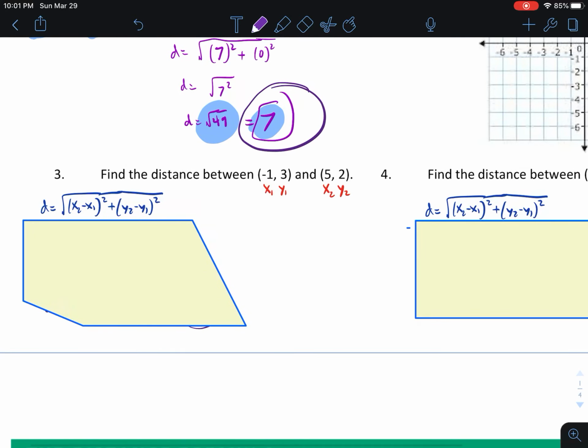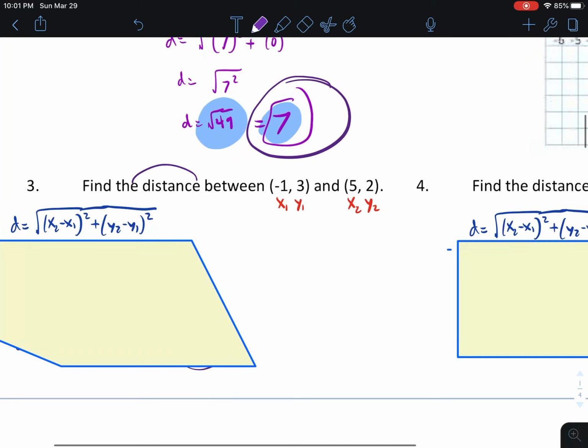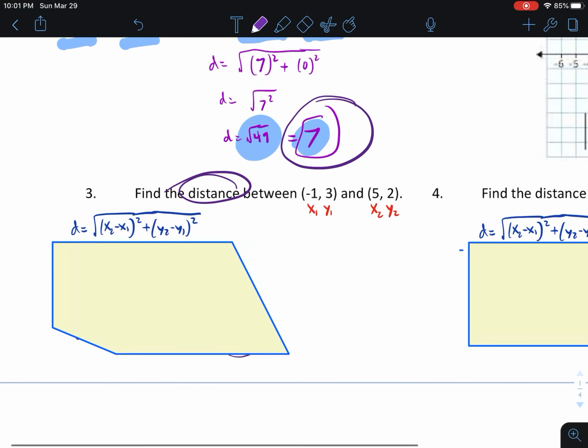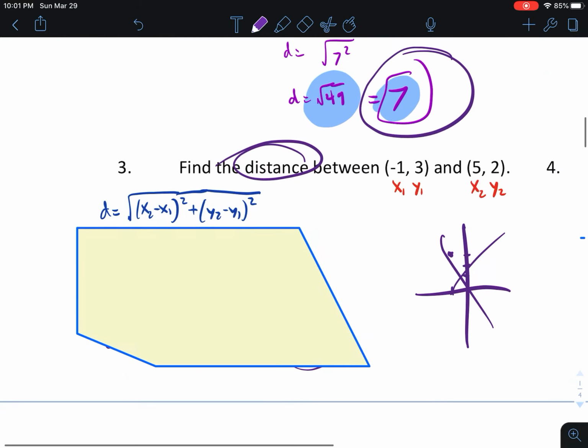Okay? For 3 and 4, we're going to kind of do the same thing here. There's no graph. Look, find the distance. I'm circling that for a good reason. You'll find out with the next video. Between these 2 points, but I don't have a graph. I'm not going to sit there and go -1, 3, because it's got to be perfect. I'm not going to make a graph. Don't do that. Use the distance formula, which is right here.